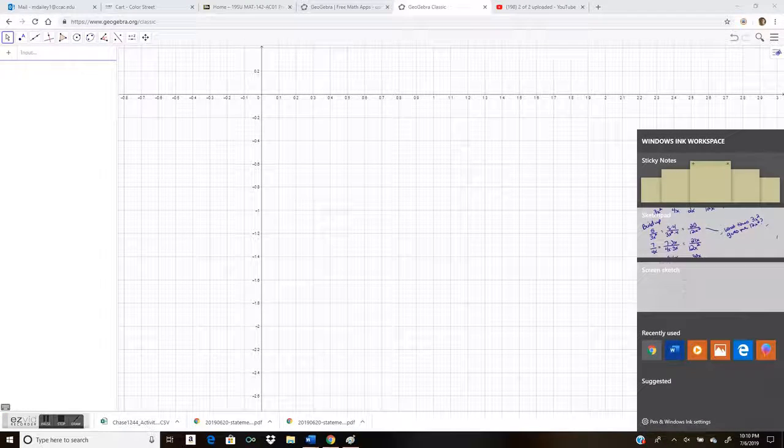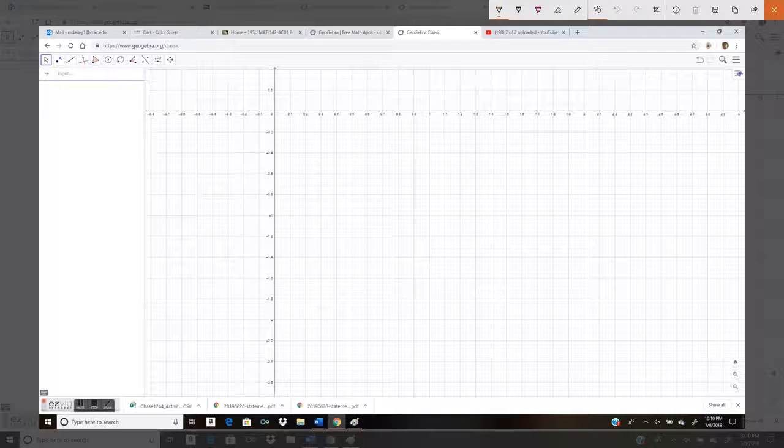Okay, so in looking at this, plotting my vertex, (1/2, -5/4) is going to be right there. Now, we also know that we have a y-intercept of (0, -2). Since this point is 1/2 unit over to the left, we can move 1/2 unit over to the right.